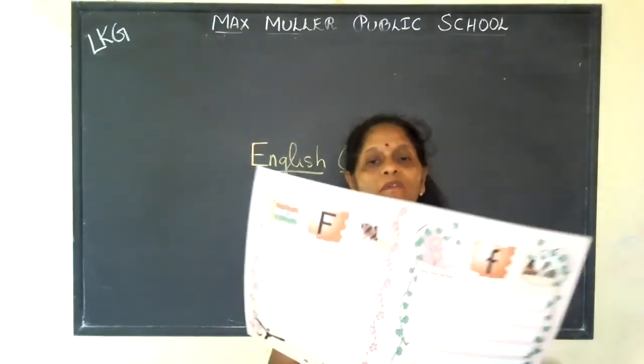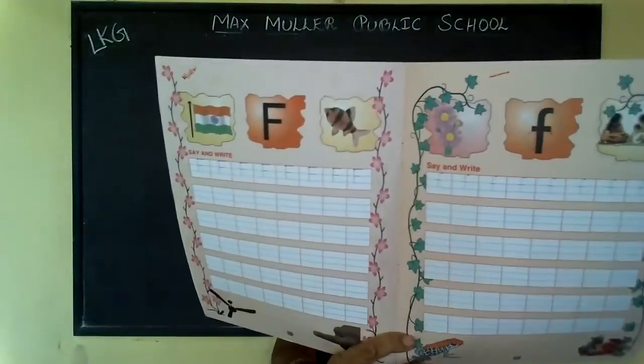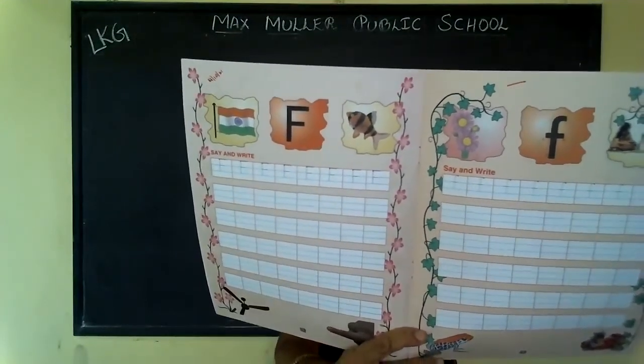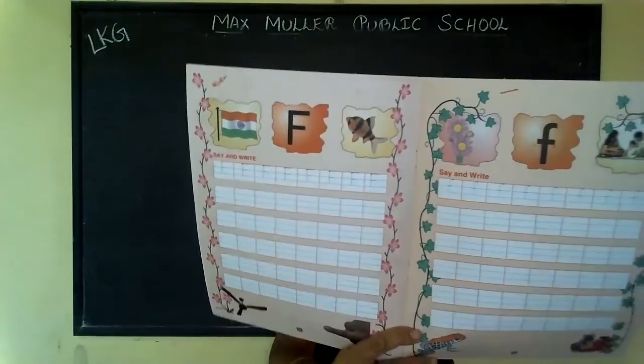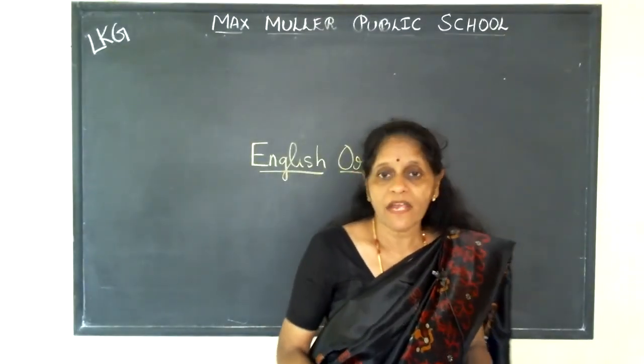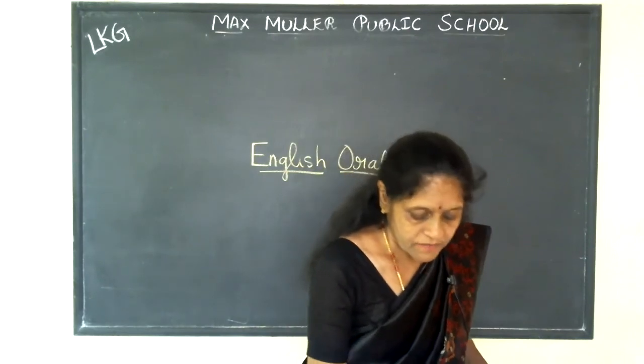This is the book. Write this capital F, small f. Okay, children. Write first on the dotted line and repeat the same thing. Okay, children. So today you learn English writing and English oral. Okay. Thank you.